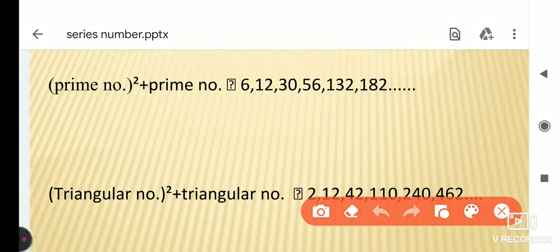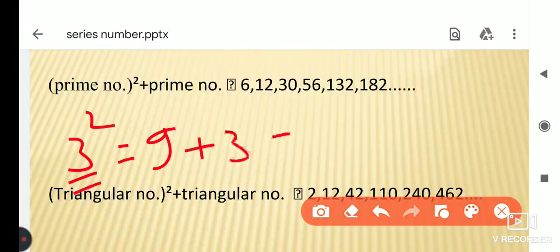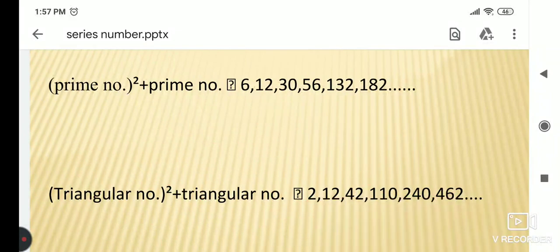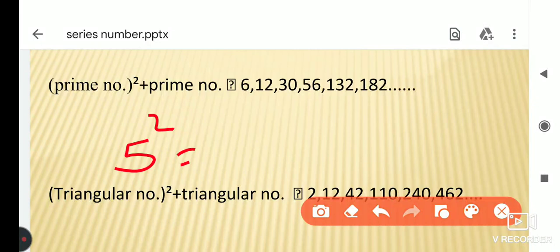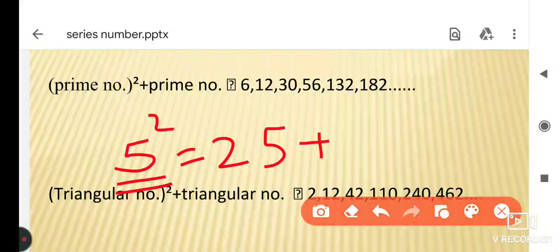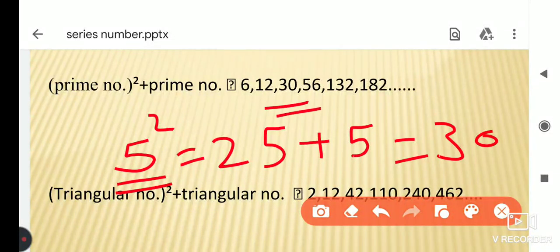The next prime number is 3. The square of 3 is 9, and we add the prime number, that is 3, to the 9, we get the answer, that is 12. The next prime number is 5. So the square of 5 is 25, plus we add the prime number 5 itself, then we get the answer, that is the third number, that is 30.